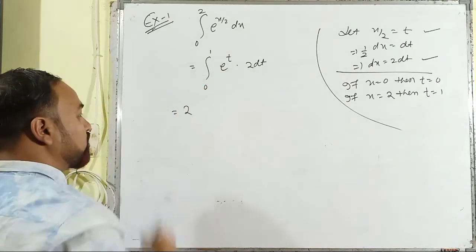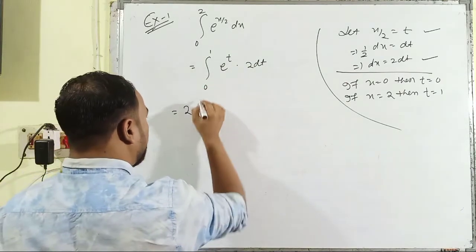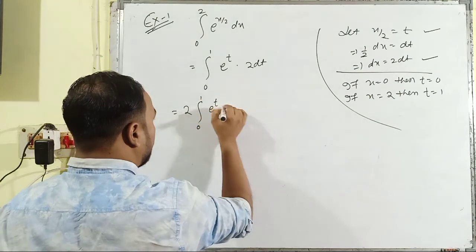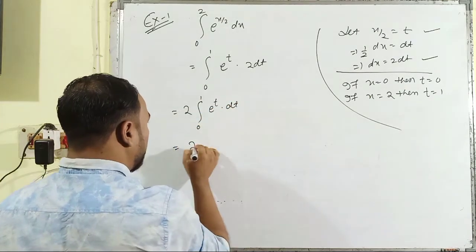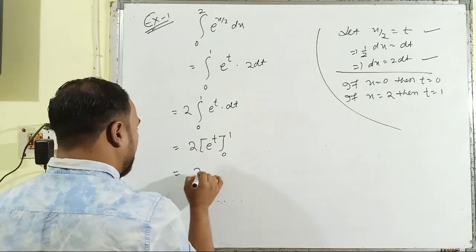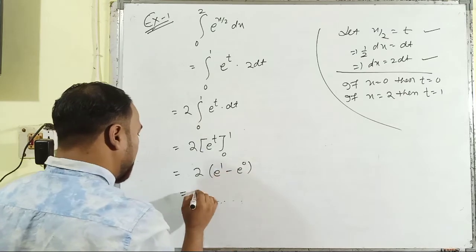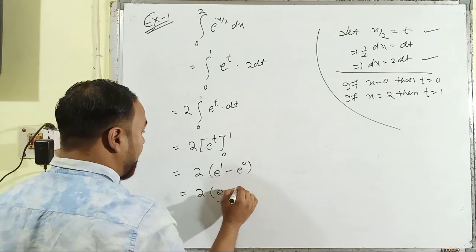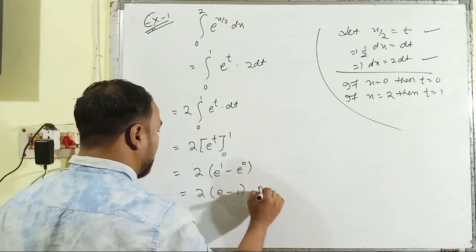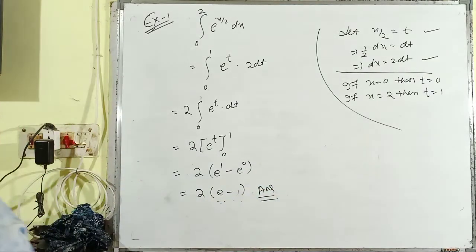Then carrying this constant outside of the integral sign, it will be 2 times the integral from 0 to 1 of e to the power t dt, which is e to the power t from 0 to 1, e to the power 1 minus e to the power 0. Then it is 2 multiplied with e minus e to the power 0, which is 1, and it is the complete solution or answer of example number 1.